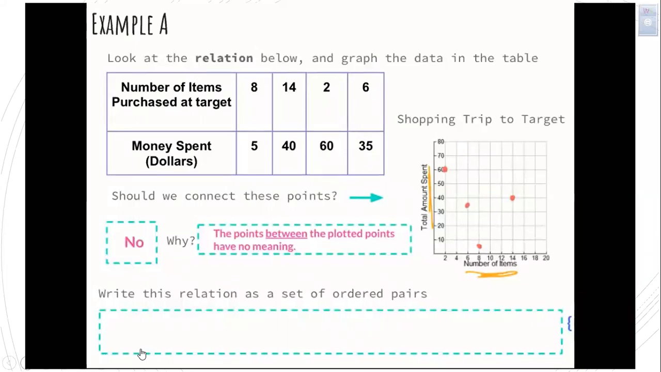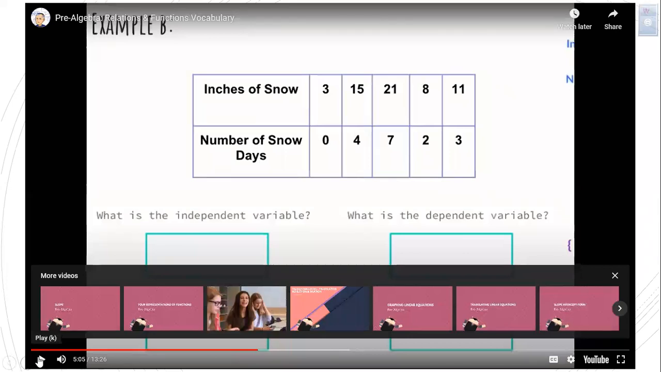The last thing we need to do is write this relation as a set of ordered pairs. We're going to do that by using this special shape on the end known as a brace. Anytime you write a set of ordered pairs in this unit, you need to have these braces. They don't have to be drawn perfectly, but they should be identifiable as braces. Anytime you're writing a set of ordered pairs in a relation or a function, they need to be shown with those braces on the side, denoting that they are part of a set. All right, example B.